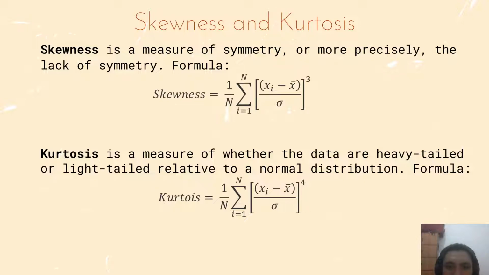It will be to the power of 3, and inside the bracket we have the current data subtracted by the mean and then divided by the standard deviation. And then we have kurtosis, which is a measure of whether the data are heavy-tailed or light-tailed relative to a normal distribution. The formula is as follows. It's almost the same as skewness, but instead of the power of 3, the kurtosis is to the power of 4.